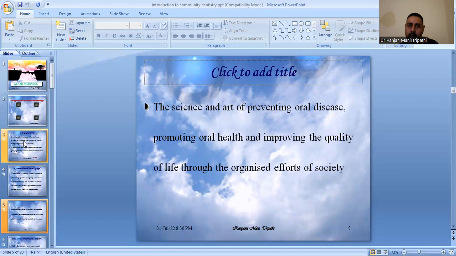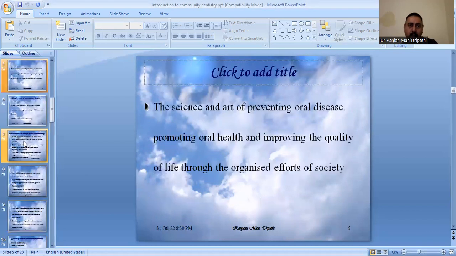Now, the science and art of preventing oral disease, promoting oral health, and improving the quality of life through the organized effort of society is here community dentistry.